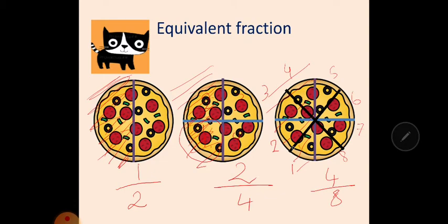Okay, now what can you see about the size of these areas? All the same. 1/2 equals 2/4 equals 4/8. As you can see, my denominator is double my numerator, right? So 2 is double 1, 4 is double 2, 8 is double 4. Okay, and we will see another thing in the next video.